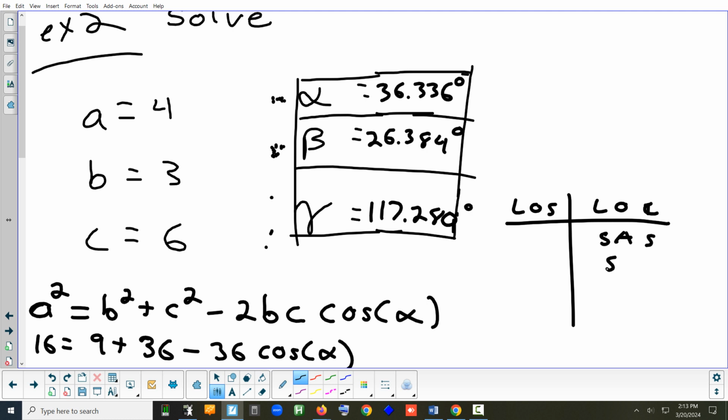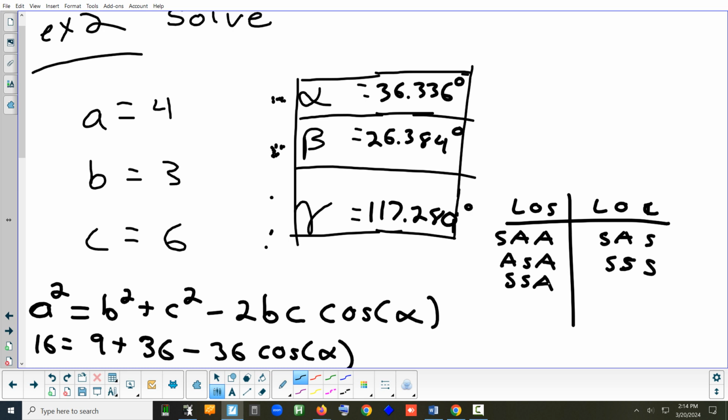Side-side-side. So we did the side-angle-side, the side-side-side. And the three types we did? Side-angle-angle. Angle-side-angle. Side-side-angle. Those are the only five types of problems you could ever have. There's no other type. What about angle-angle-angle? You can't solve it.